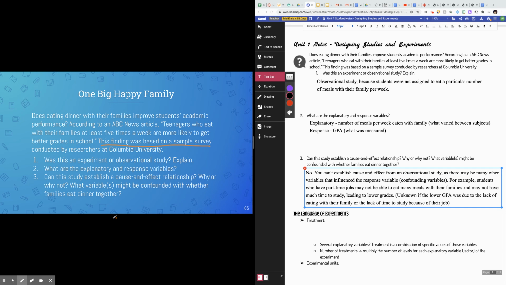Okay. All right. So looking at number 2, your explanatory variable here. Again, you didn't change something. The scientist that conducted this study didn't actually actively change something, right? So this can get a little bit muddy, but the explanatory variable is just what varied between the subjects, right? So what varied was the number of meals per week eaten with their family. And then the response variable is what was measured, which in this case was GPA, or you could say grades. Right? I wrote GPA, but you could have written grades there.